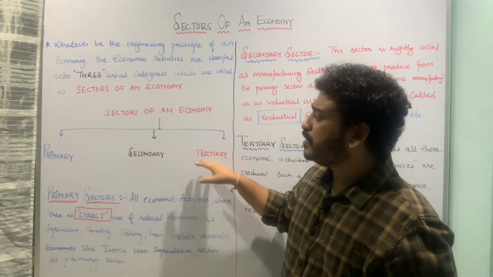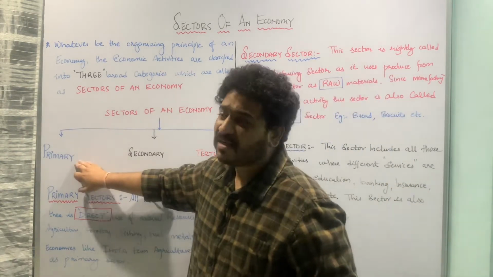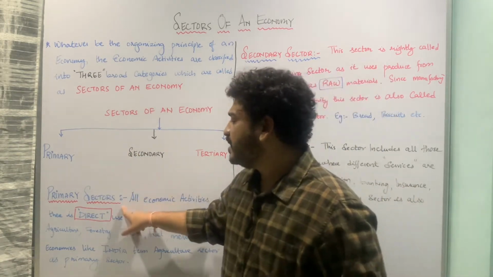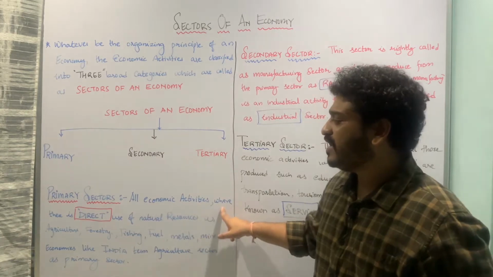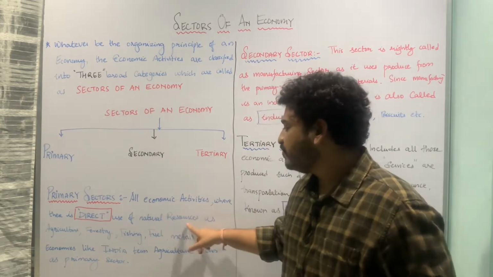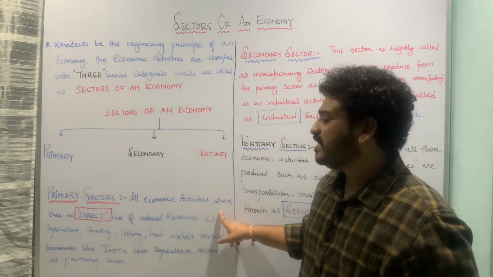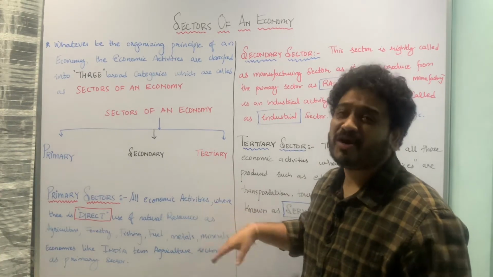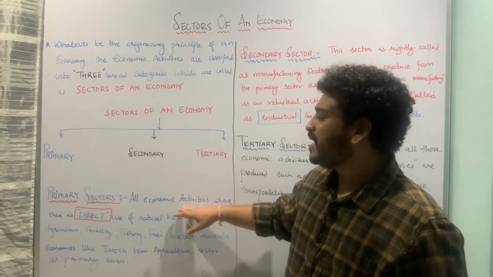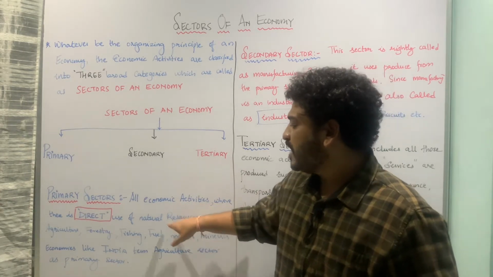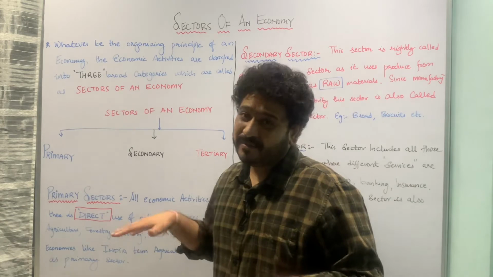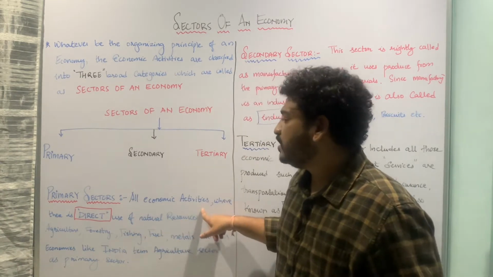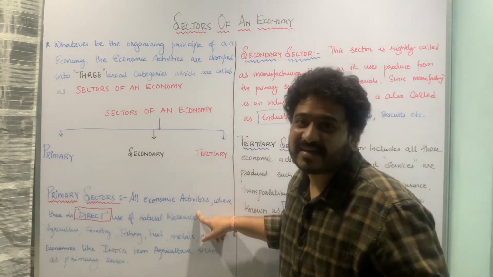Now let us look in greater detail at what the primary sector has for us, the secondary sector has for us, and the tertiary sector has for us. Primary sector means all economic activities where there is a direct use of natural resources, as in agriculture, forestry, fishing, fuel, metals, minerals and all of that. Here, any economic activity which is using a natural resource directly, and not as an intermediate good or finished or final good, is considered to be a primary sector activity.